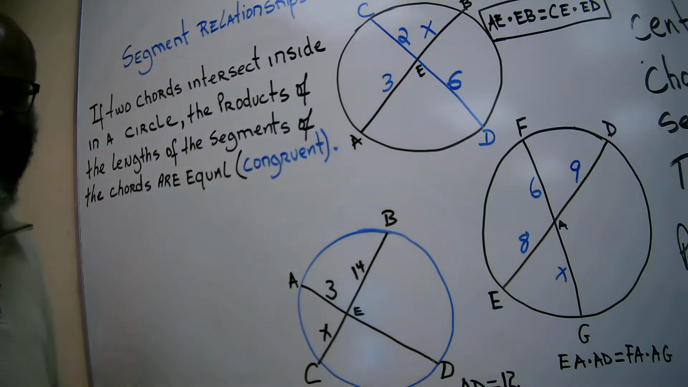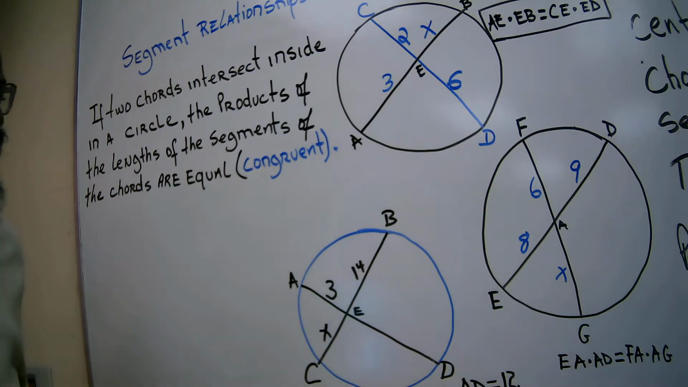Good morning. This is Mr. Dice again on the properties of circles. Alright? Now, remember chords. A chord is the segment where the two points lie on the circle.